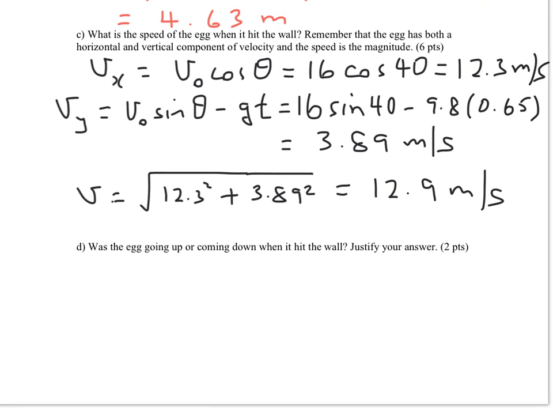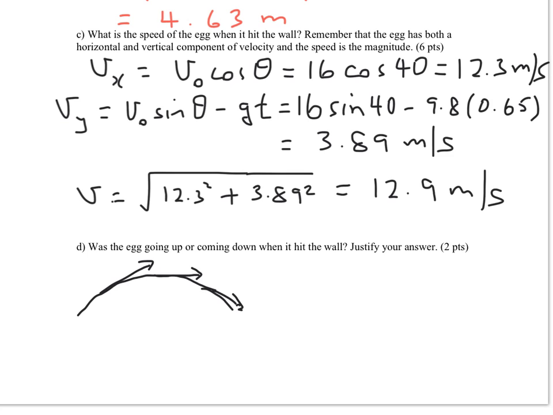Okay, the last part is this. Was the egg going up or coming down when it hit the wall? Justify your answer. Now, as you might remember, anytime you have a curved motion, the velocity is tangential to the curve. That's why at the very top it's horizontal, and as it is falling down, it is now pointing downwards.